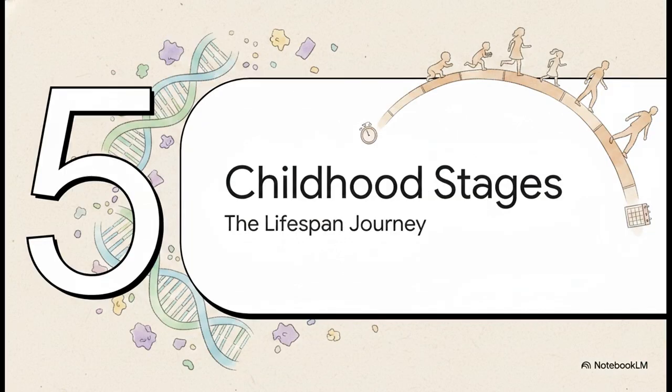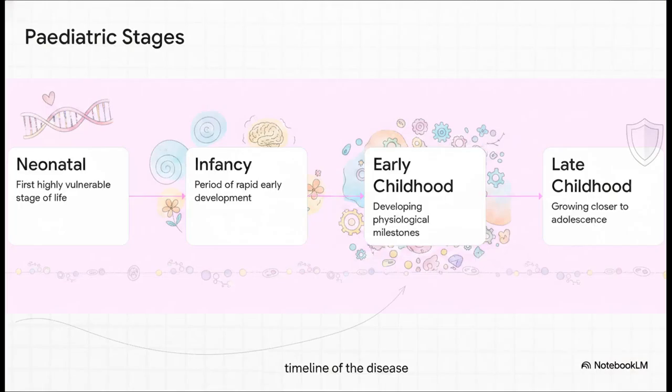Finally, Section 5, the stages of childhood, the lifespan journey. Having explored the deepest microscopic flaws, let's zoom all the way back out to the human timeline. Understanding all these genetic foundations is absolutely vital because kids aren't just miniature adults. A child passes through 4 distinct pediatric stages: neonatal, infancy, early childhood, and late childhood. And each of these stages carries its own unique physiologic and immunologic risks.